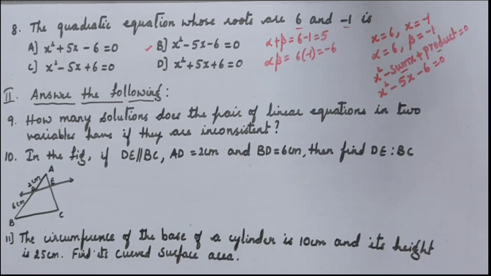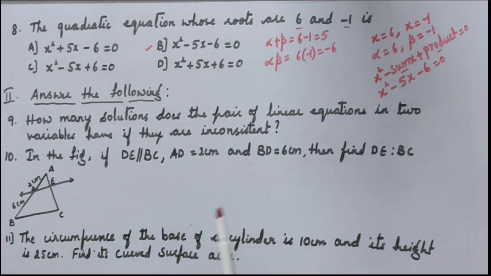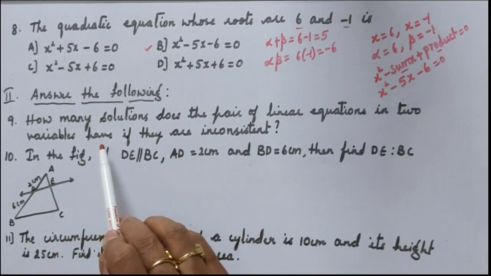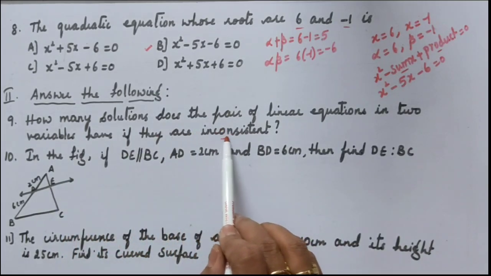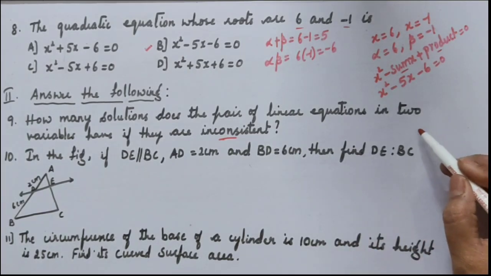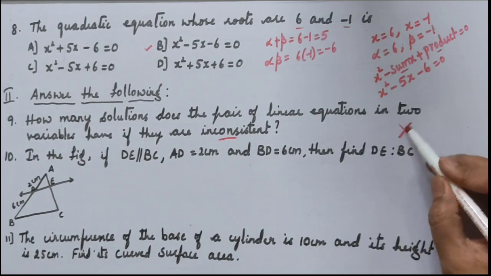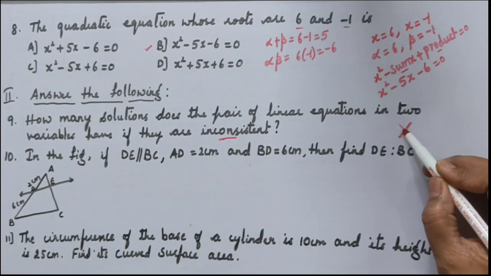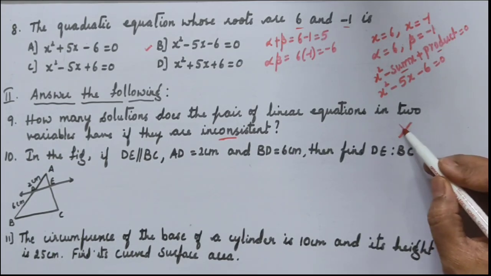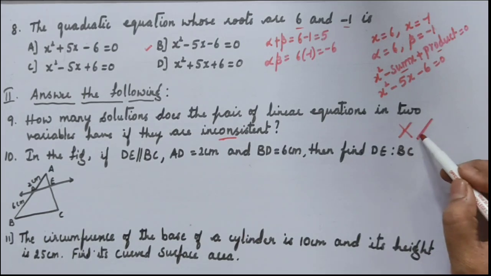Now we'll come to the next one. How many solutions does a pair of linear equations in two variables have if they are inconsistent? Inconsistent means no solutions at all. Let me first explain the intersecting lines. It has one solution, so it is consistent. Then there are coincident lines.